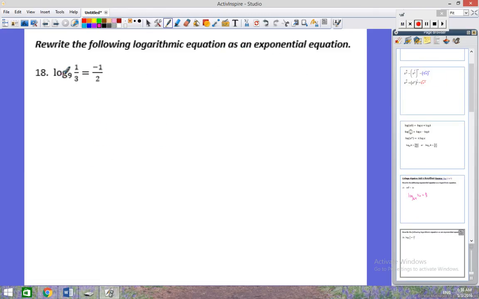On this next one, log base 9 of 1/3 is equal to negative 1/2. You're going the other direction. They're giving you a log equation and asking you to write an exponential form. The base is 9. A logarithm equals an exponent. A negative exponent will never make your answer negative. 9 raised to the negative 1/2 power is 1/3.